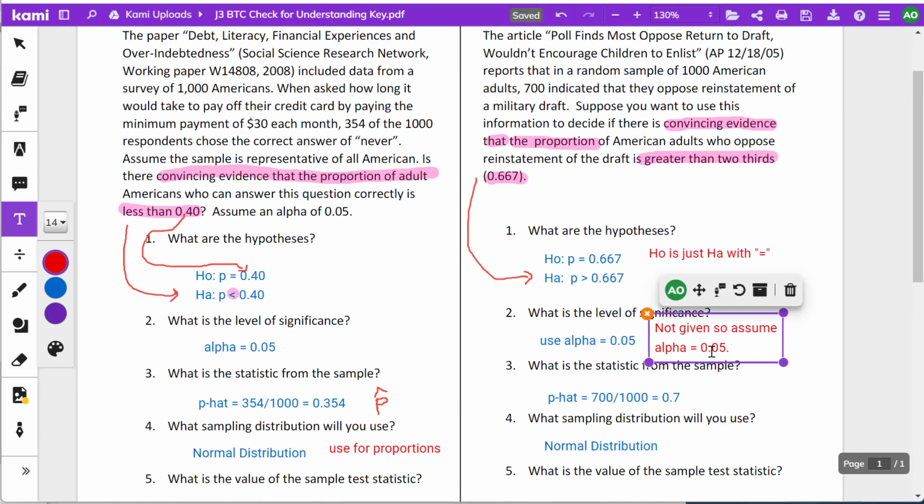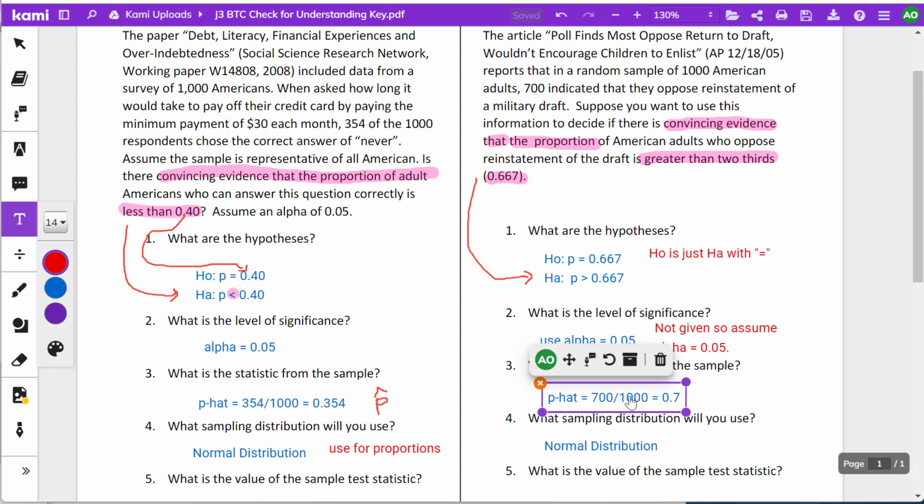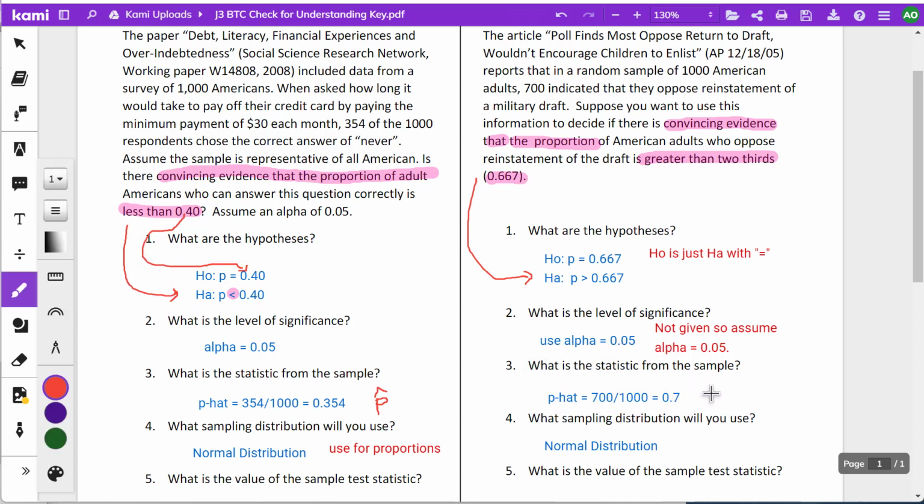What is the statistic from the sample? Well, the sample's up here, 700 out of 1,000. So that's our p hat right there, p hat.